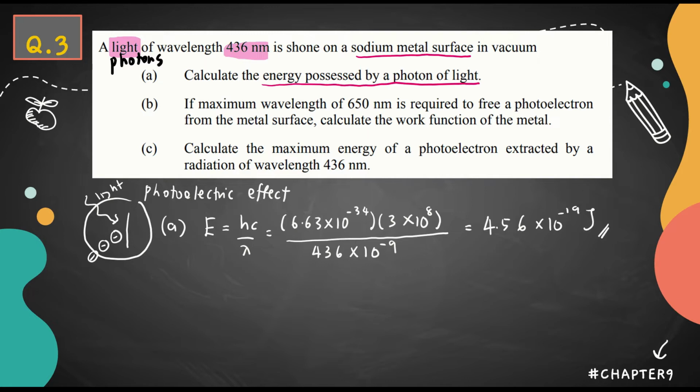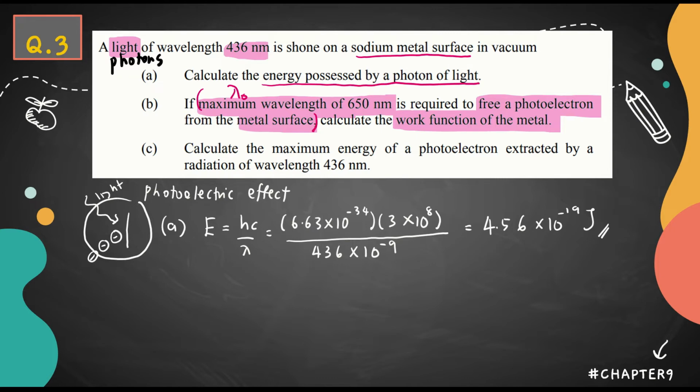The second question is to calculate the work function of the metal, provided here the maximum wavelength is 650 nanometer. So basically the maximum wavelength of 650 nanometer is required to free the photoelectrons from the metal surface. This is actually the definition of lambda naught, the threshold wavelength.